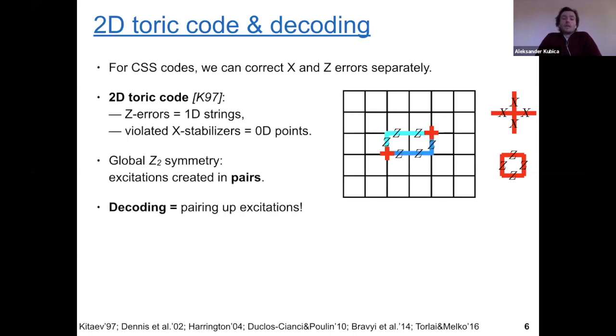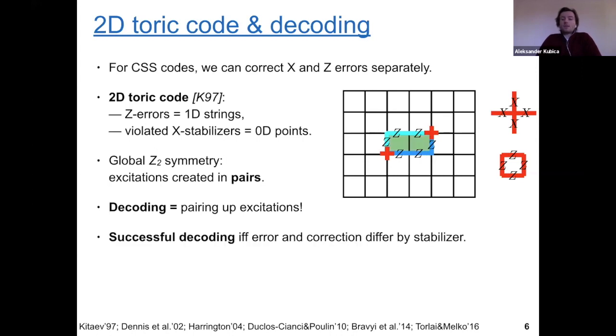So what is decoding in this case? Decoding can be viewed as nothing else but pairing up excitations. And we say that decoding is successful if and only if the error and our correction differ by some stabilizer. Pictorially, what it means is that the initial error and our correction form loops which are contractible. So in the figure, I depicted a case in which decoding succeeded. However, the error and our correction can form non-contractible loops, and then decoding fails in that case.